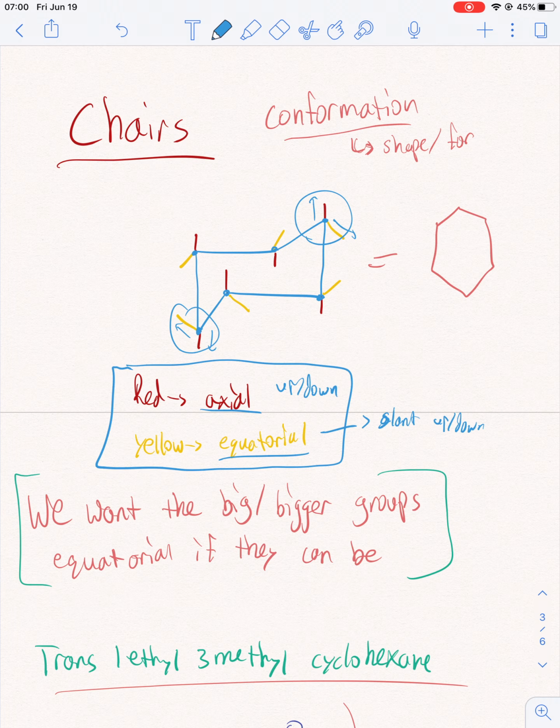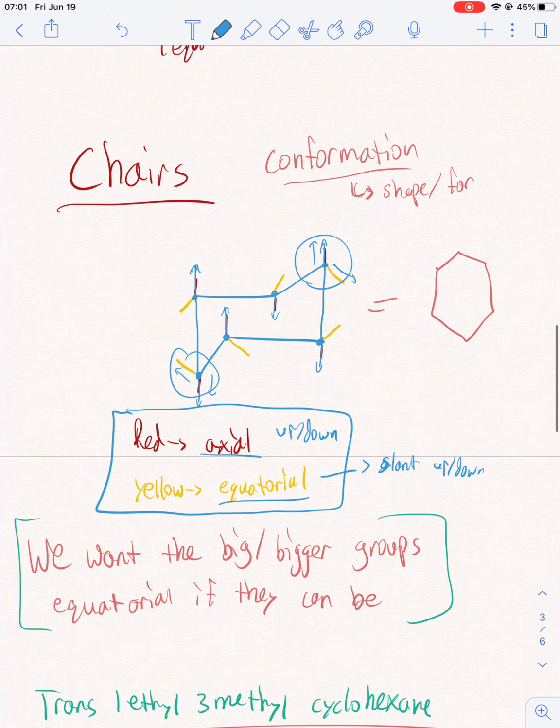Okay? But don't think axial, equatorial. Just think up and down. And understand that every pointy end, so this one has one going up, one down, up, down. Every carbon on a chair has an axial position, either going straight up or straight down. You do enough of these, you won't even have to worry about what's axial, what's equatorial. It's going to be second nature.